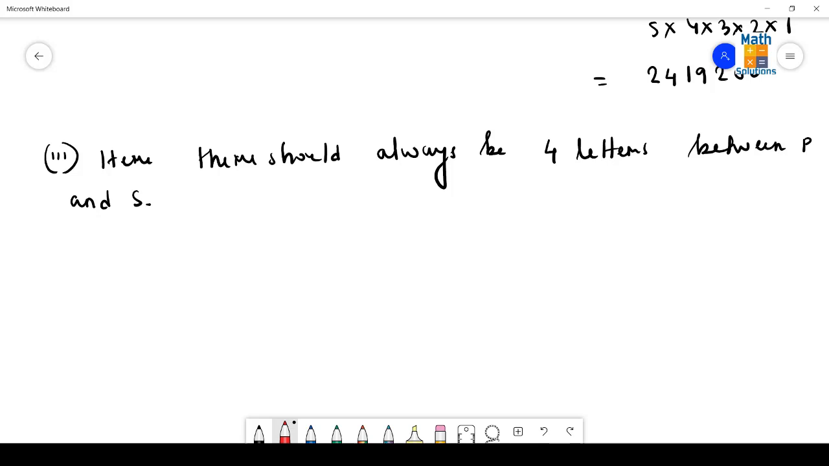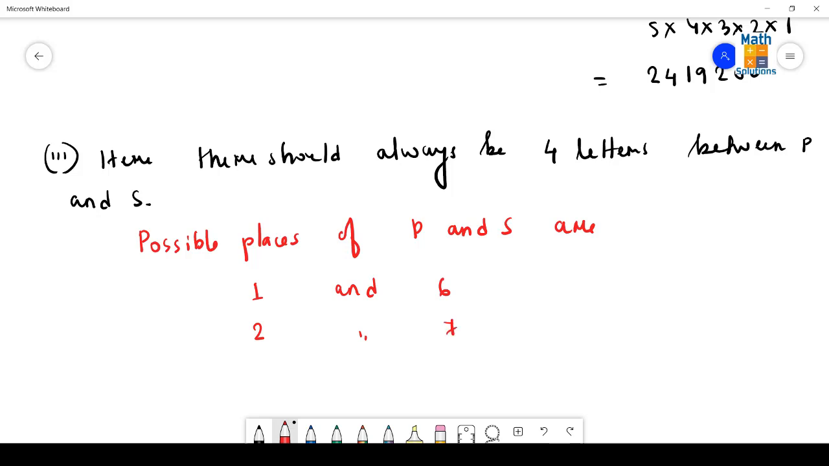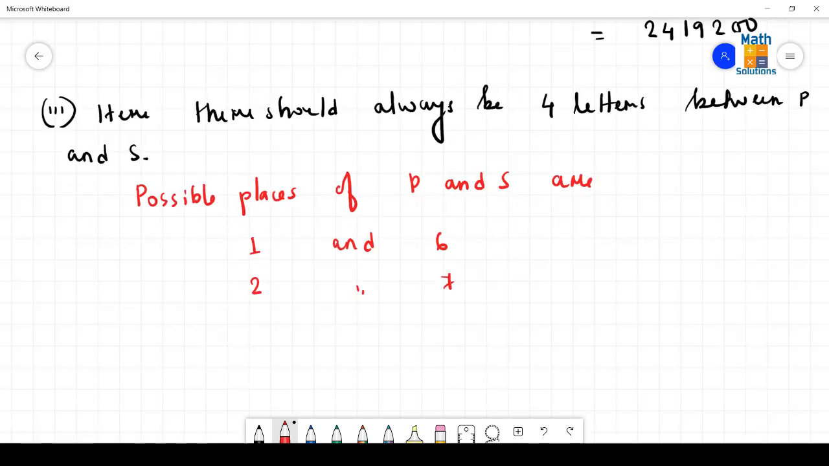Please try to follow. The possible places of P and S are, I mean to say, when P is placed in the first position, S should be kept in the sixth position, then only there will be 4 places in between. Similarly, when P is placed in the second position, S should be placed in the 7th position, then only there will be 4 places in between.